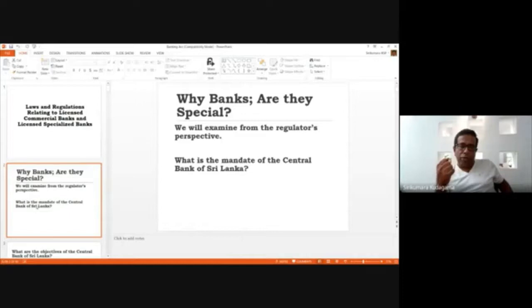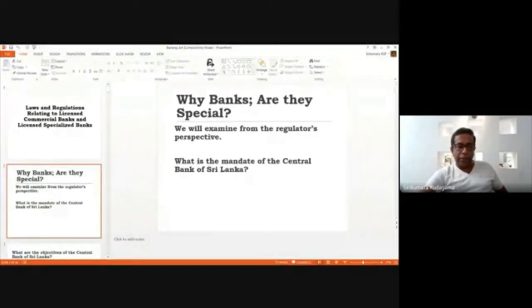Now we are going into a particular area. Among them is the Monetary Law Act, by which the central bank was established in 1949. And we need to look at its mandate as well, since it is the authority that has been vested with the responsibility to look after the financial system stability, right?